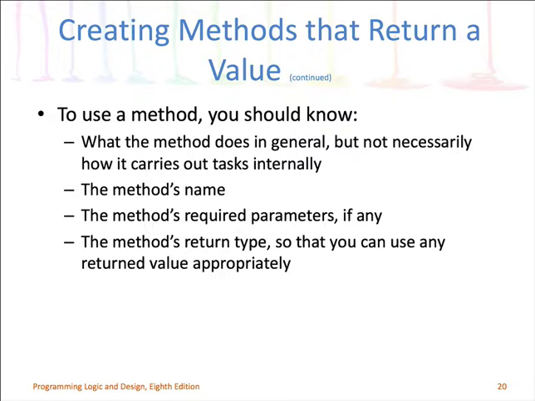Now then, to use a method, there are things you need to know. You need to know what it does in general. You don't necessarily need to know how things are stored internally, what algorithm it uses. You just need to know the name, know what it does, know if there are any required parameters that you need to pass to it, and then you need to know the return type of the method so that you can store that in a variable or an array of the appropriate type.